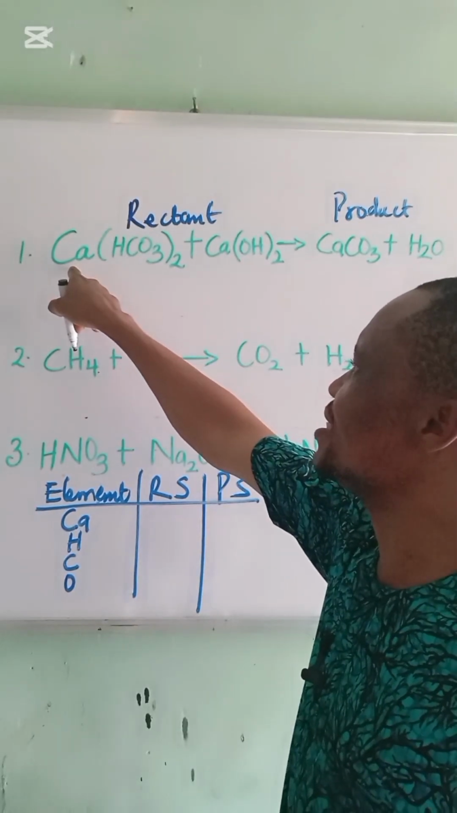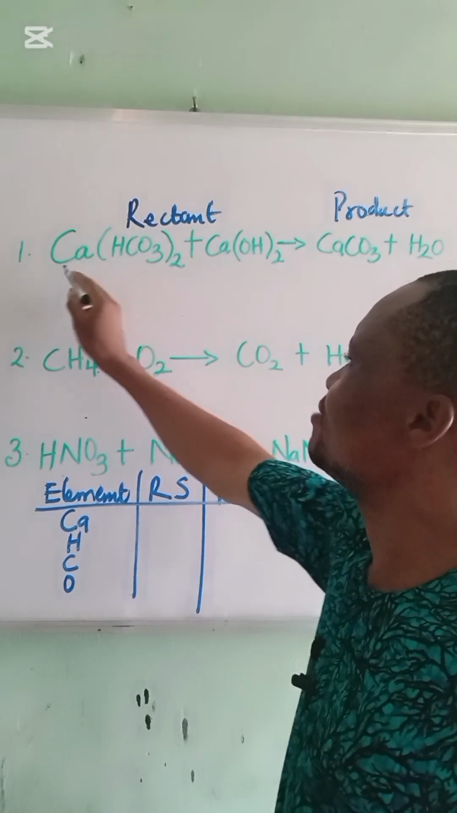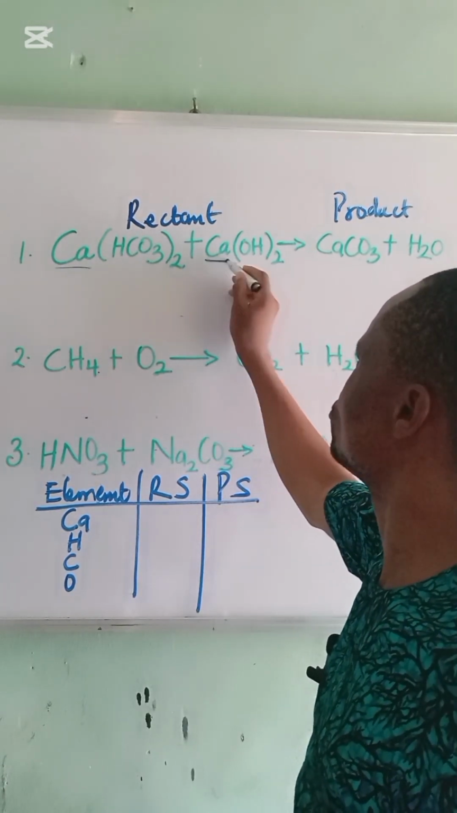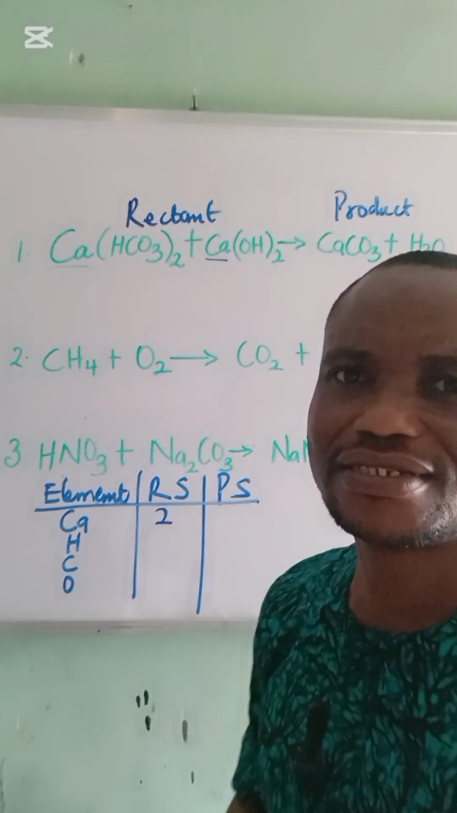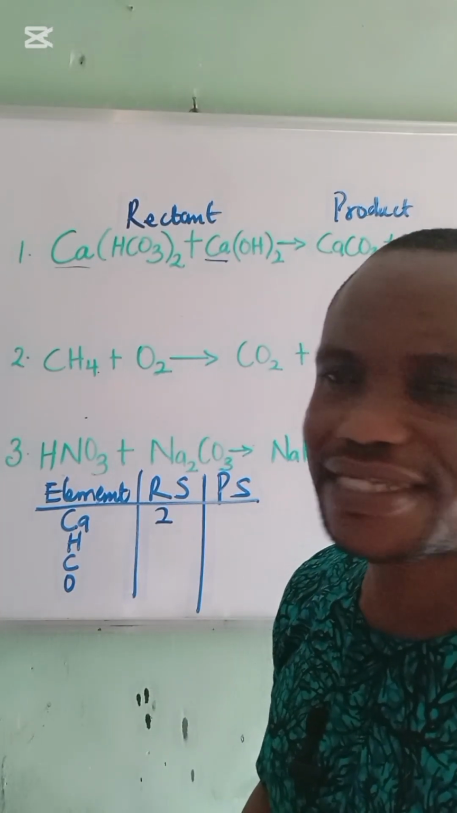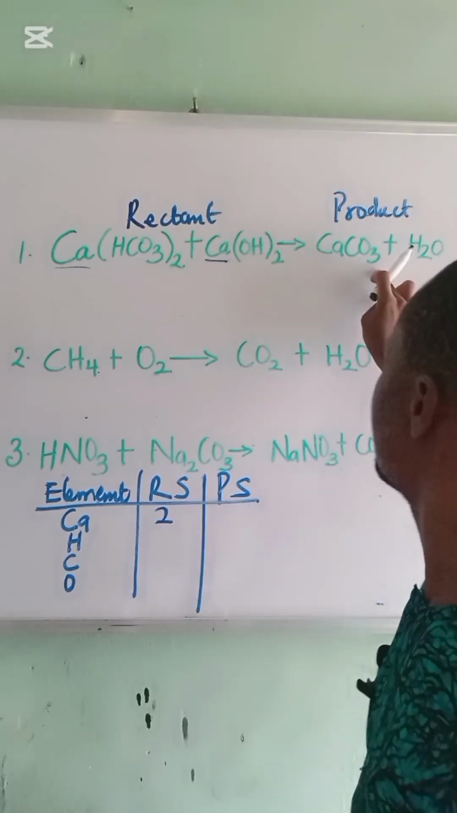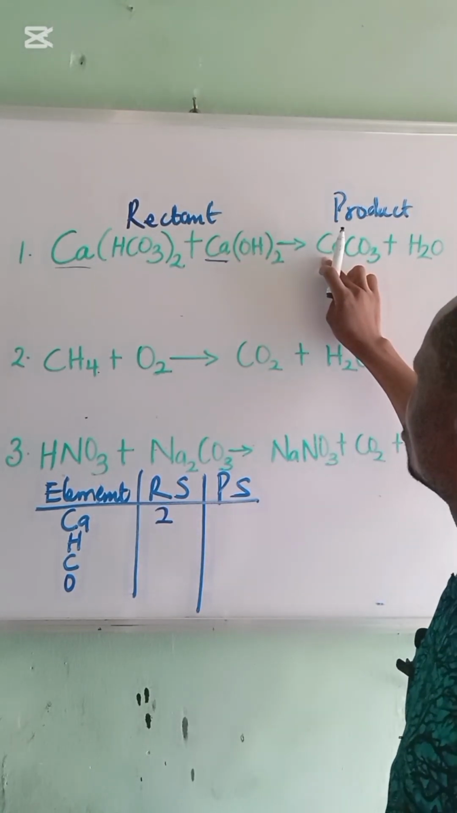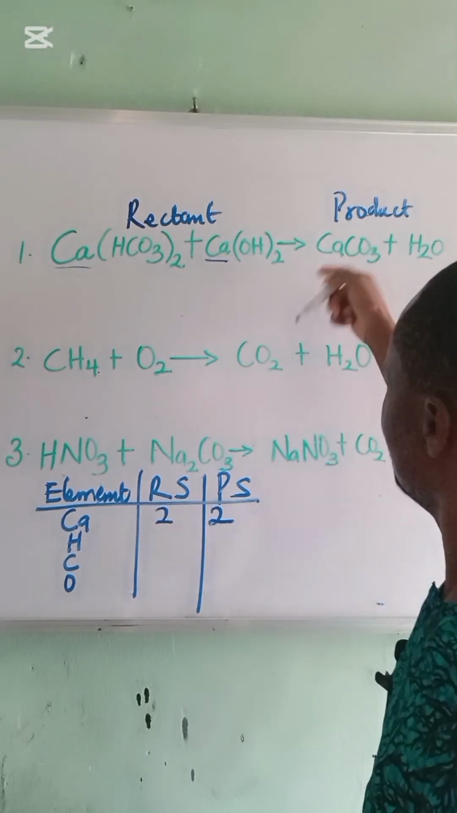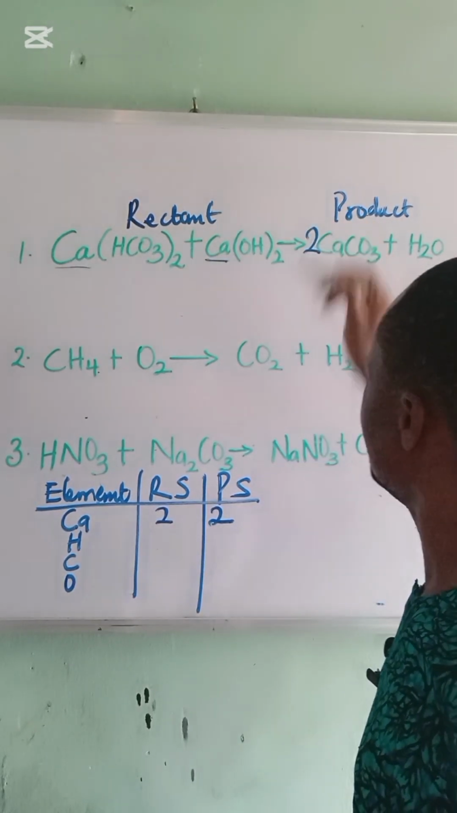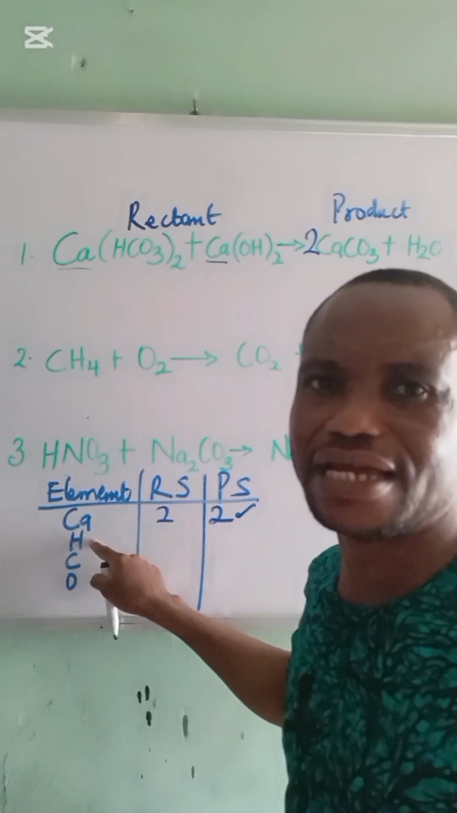So how many calcium is at the reactant side? We have 1 and 2. So there are 2 calcium at the reactant side. So let's check how many calcium at the product side. It's just 1. So for us to make this equal, we add 2 here. So 2 times 1 is 2, so we add the 2 here, right? So it is now balanced.